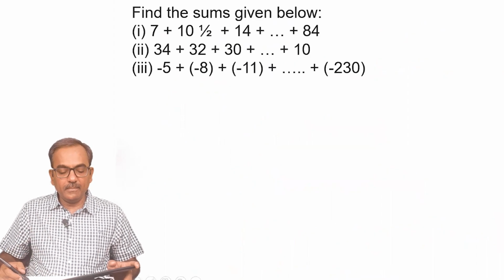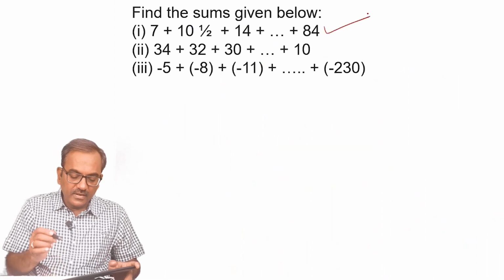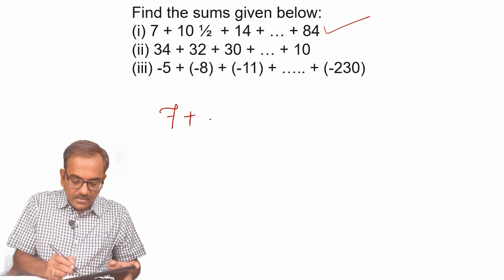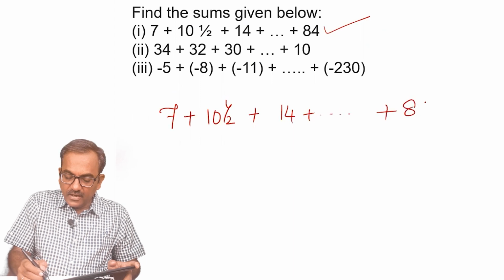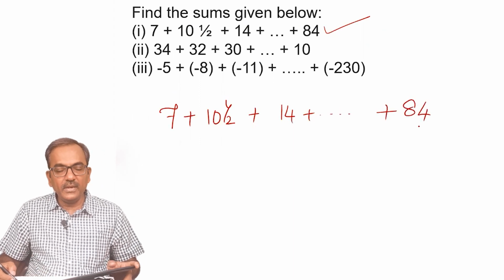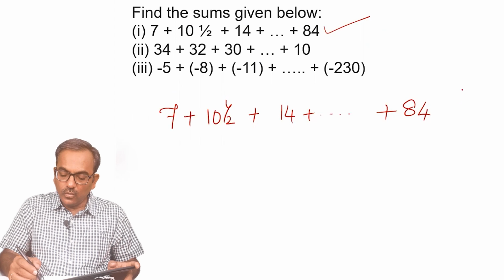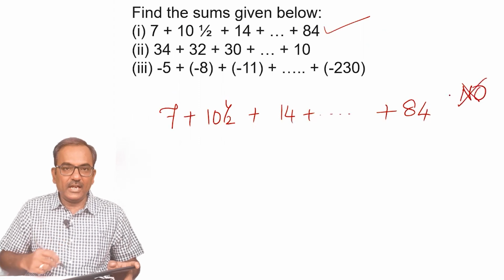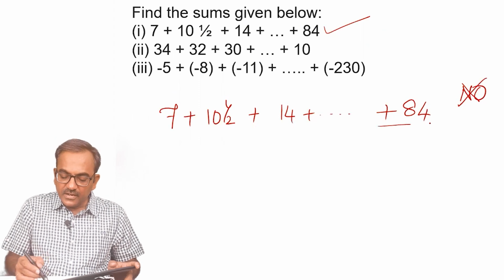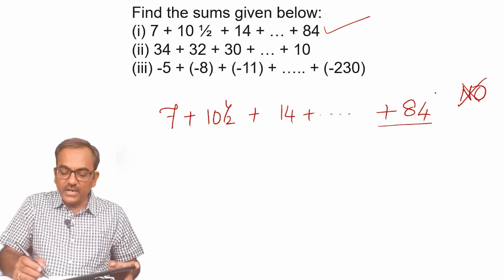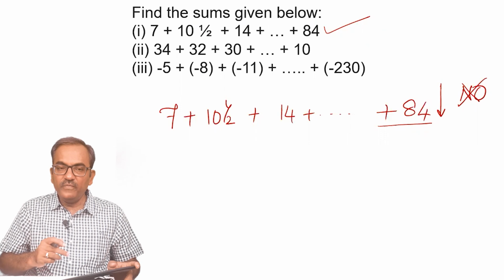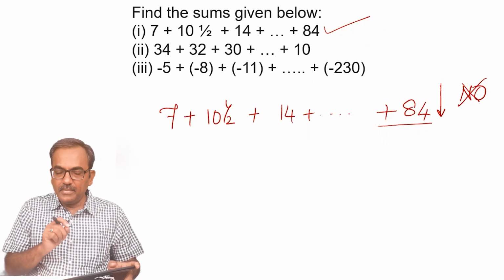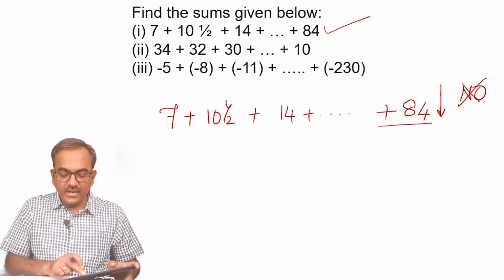Find the sum of the given below. Here it's given, the first one: 7 plus 10 and a half plus 14 plus ... plus 84. What does this 84 mean? Is it that we need to take 84 terms? No, this is not the correct perspective. The last term is given as 84. We need to determine the rank of this last term, the number on which the 84 is sitting in the AP. Only then can we determine the sum.